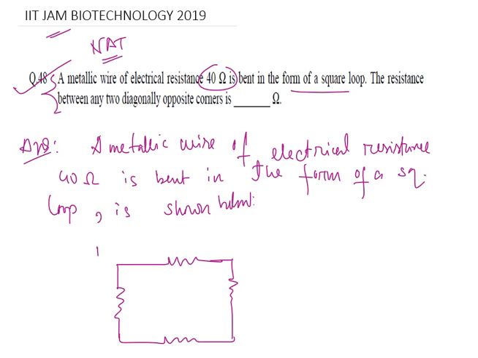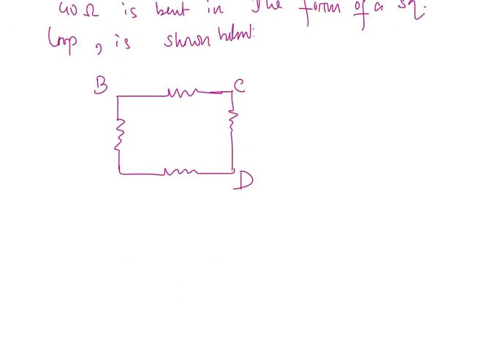Okay, A, B, C, D. So here we have 10 ohm, here we also have 10. In the four sides we have 10 ohms each.